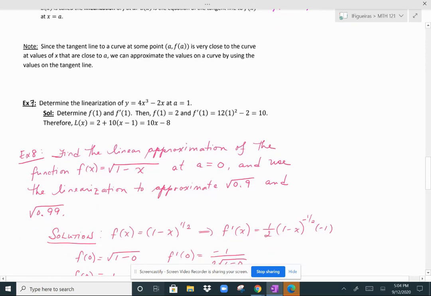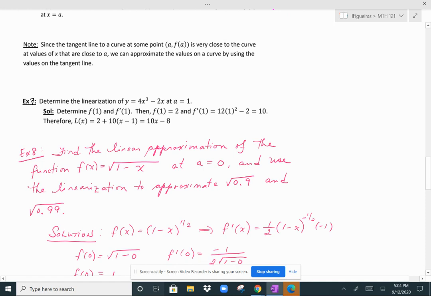All right, so we want to find the linear approximation, also called the linearization, of the function f of x equal to the square root of 1 minus x at the value of a equal to 0, and then use that linearization to approximate the square root of 0.9 and the square root of 0.99. Now, these two radicals are irrational numbers. They are not perfect squares. So you would need a calculator to get an answer for that, but we're going to use this technique to get a pretty decent approximation of what those two numbers are.